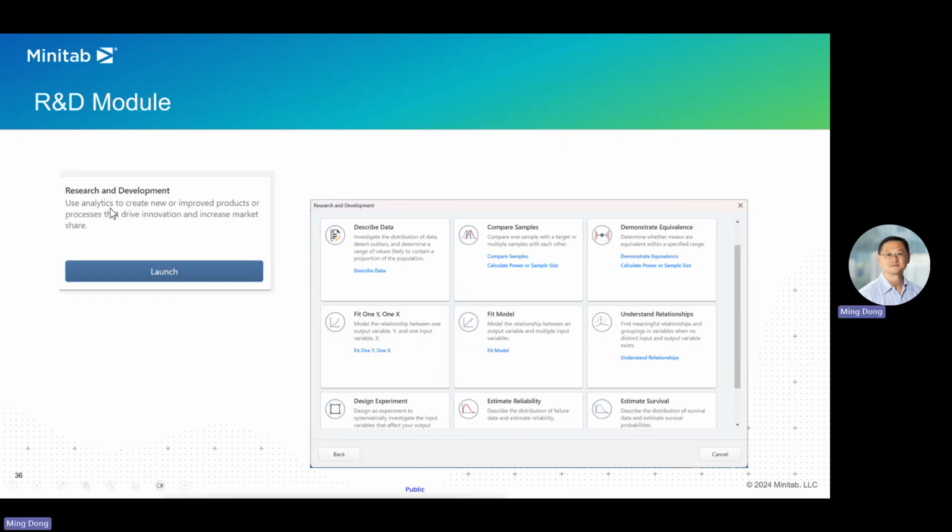Okay, so I introduced the Predictive Analytics module, which is based on a large amount of data. But for R&D, for research, in Minitab we have what's called the R&D module. When you do a study, for example, if you're looking to describe your data, what are the tools we can use? If you're talking about fitting models, estimating reliability, these are research topics. We group those tools into one place. We call this the R&D module, which may be helpful to research people, if you're in a university or research institute.